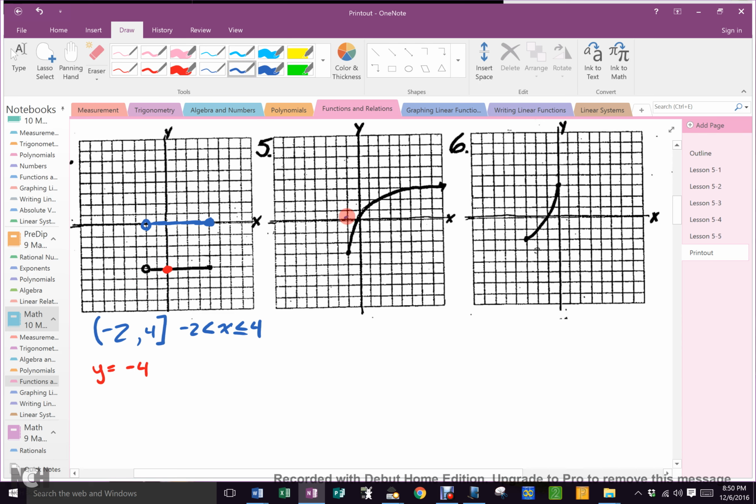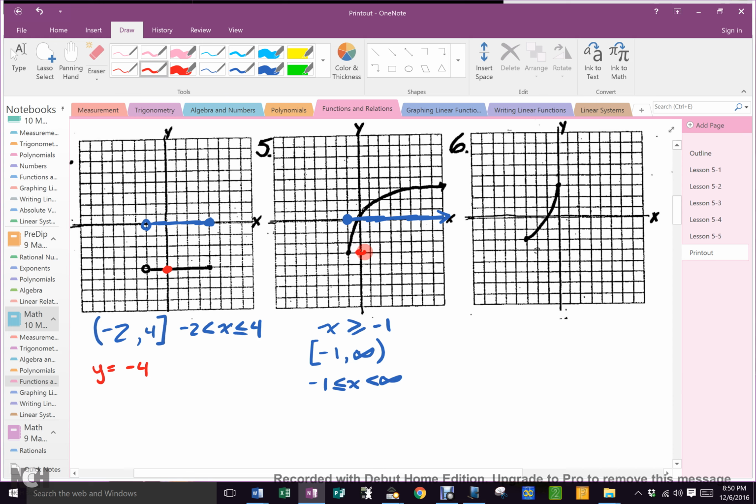This one starts here. It's included. Goes along. See how it's an arrow? So it goes forever. So x must be greater than or equal to negative 1. That covers everything. Negative 1 included, infinity not included. Negative 1 less than or equal to x less than infinity.